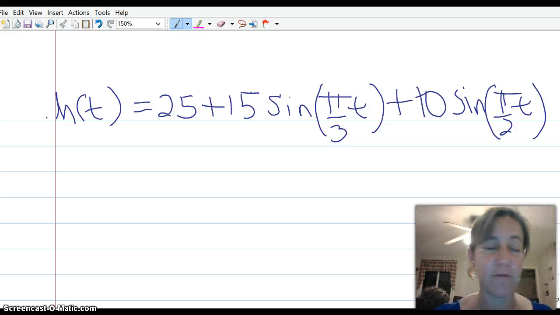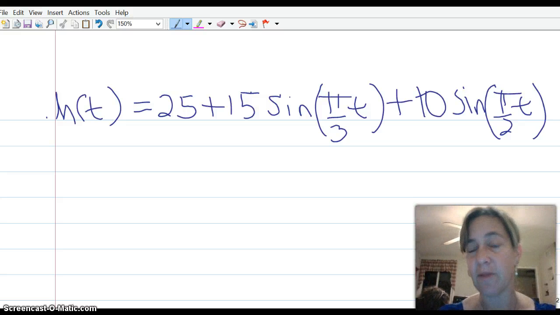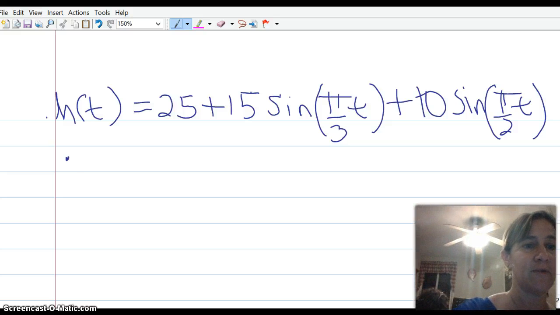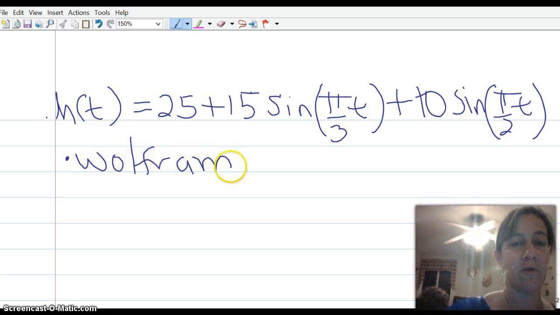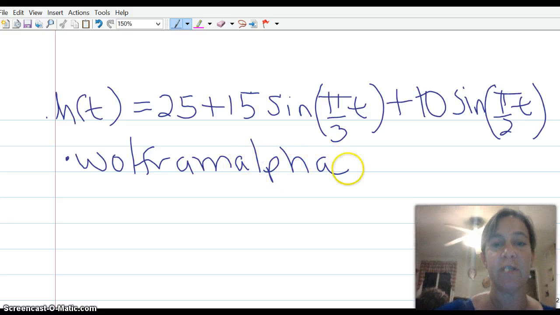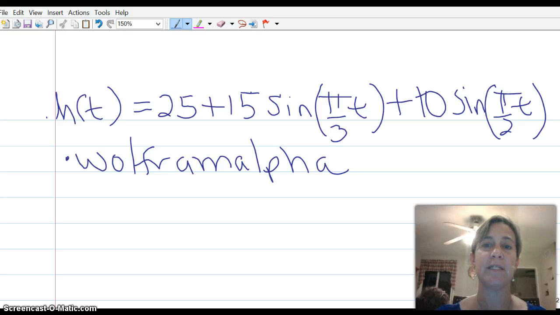The second part of the question asks you to find when is the first time that you will be at the maximum height and what that maximum height is. This is periodic. I would encourage you to graph this on your own, either using a graphing calculator or go ahead and log on right now to wolframalpha.com so that you can see a picture of this. And you'll see where it's going to be at its highest.